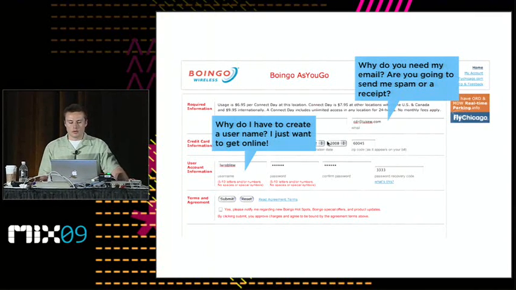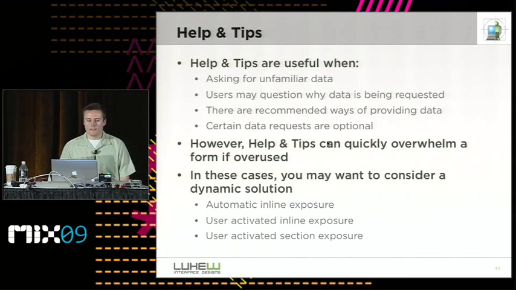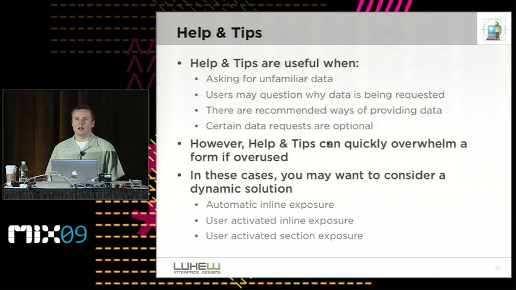So in these sorts of situations, help and tips can actually give people information to address questions like: I'm being asked for unfamiliar data. What is this? People might question why data is being requested. Why are you asking me for this? There are recommended ways of providing that data, or things are optional. If you use too much help and tips, though, things can get out of hand. And I'll show some dynamic solutions, some inline exposure solutions that can help address this.